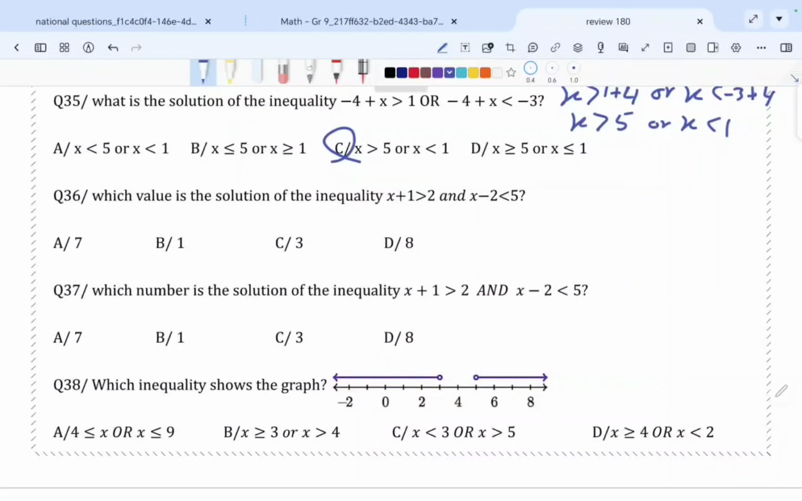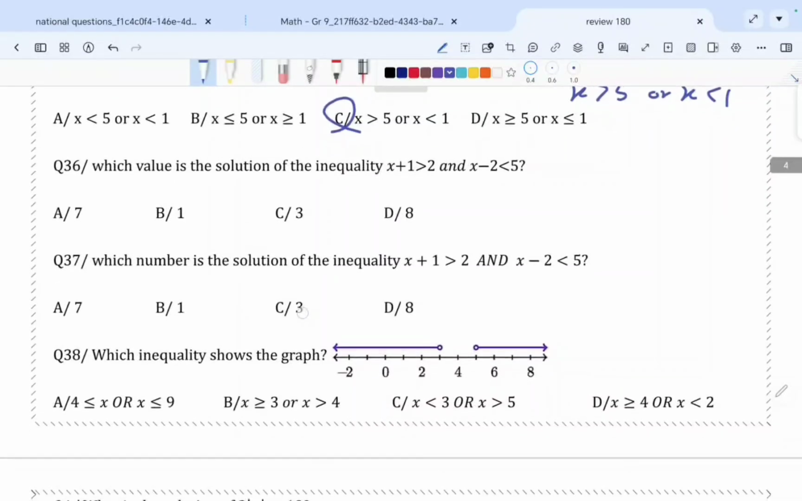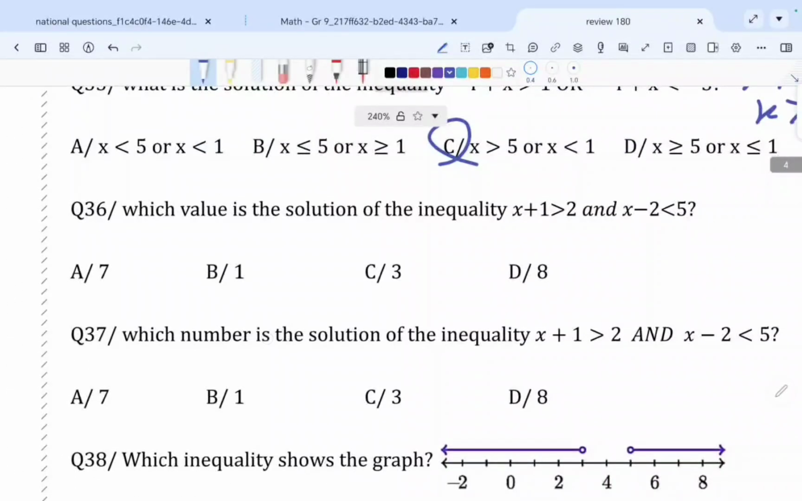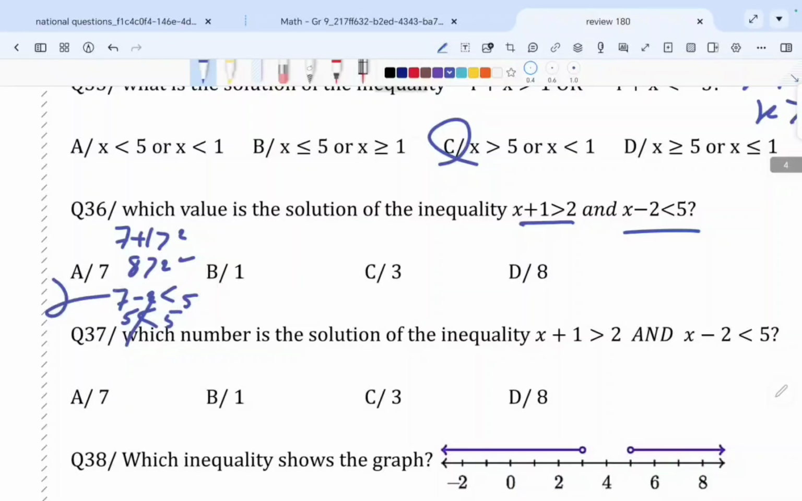36. Question 36 and 37 are the same. Which value is the solution of the inequality x plus 1 is greater than 2 and x minus 2 is less than 5? Let's check 7. x plus 1, so it will be 7 plus 1 equals 8. 8 is greater than 2, yes. Let's see another inequality. 7 minus 2 is less than 5. It will be 5. 5 is less than 5? No. So this one is not correct.